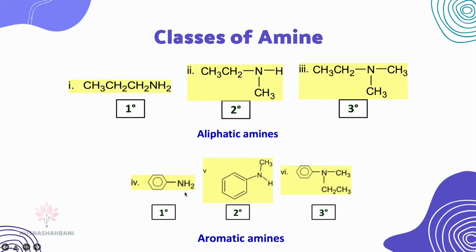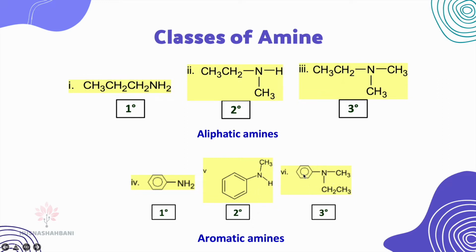The next category is aromatic amine. Aromatic amine is an amine with a benzene ring, for example, a benzene ring attached to N. This N has 2 hydrogen atoms and only 1 R group, which is the aromatic ring. This is a primary amine. Secondary amine, N has 2 R groups, 1 hydrogen only, and the benzene ring is directly attached to the N, so we call this aromatic amine.